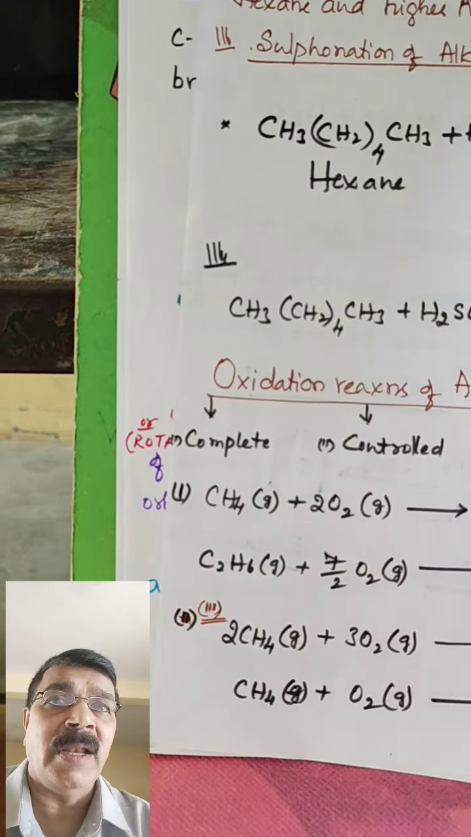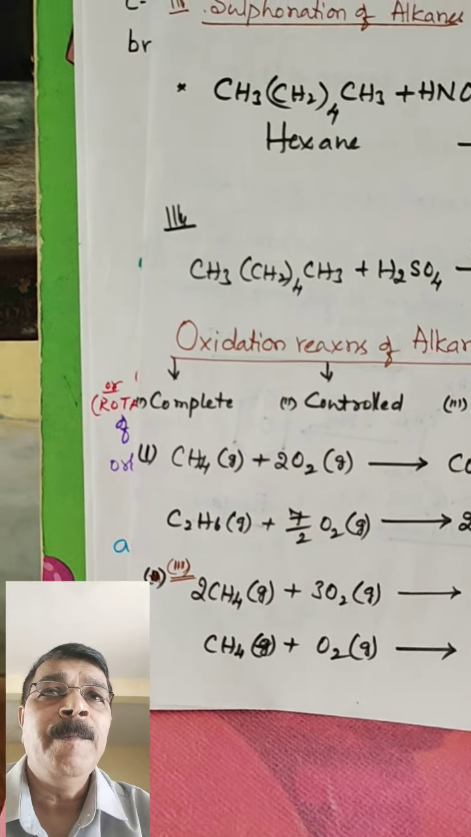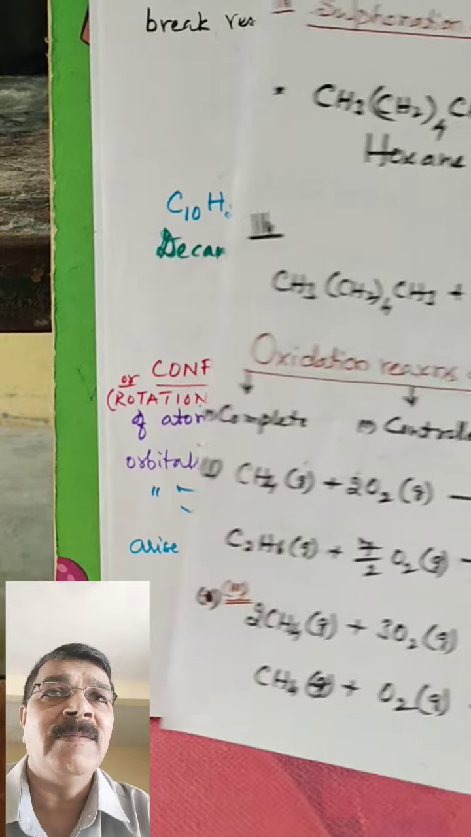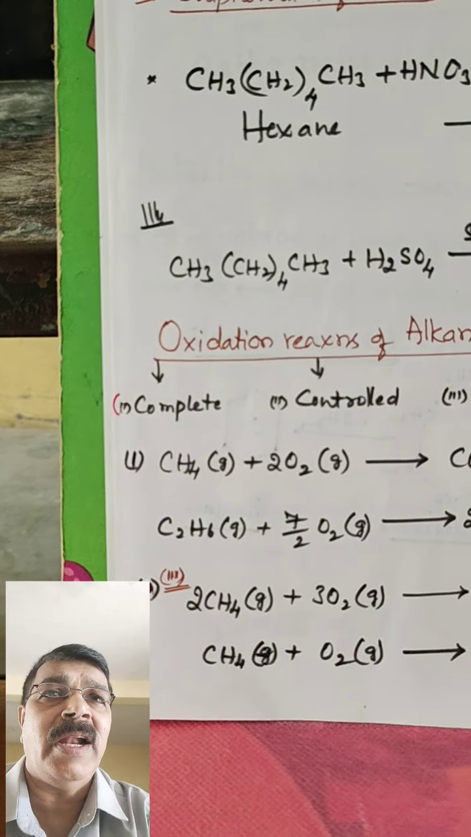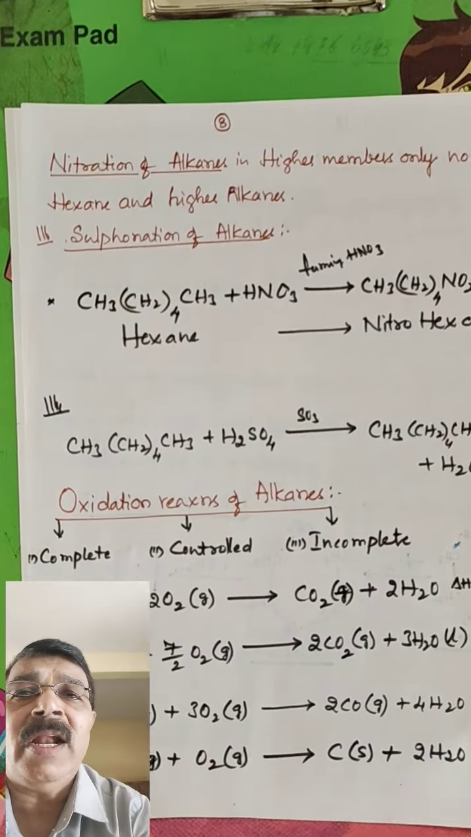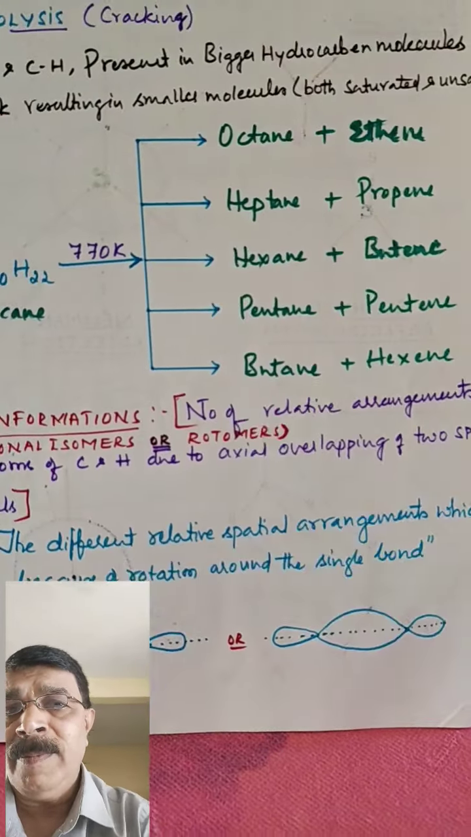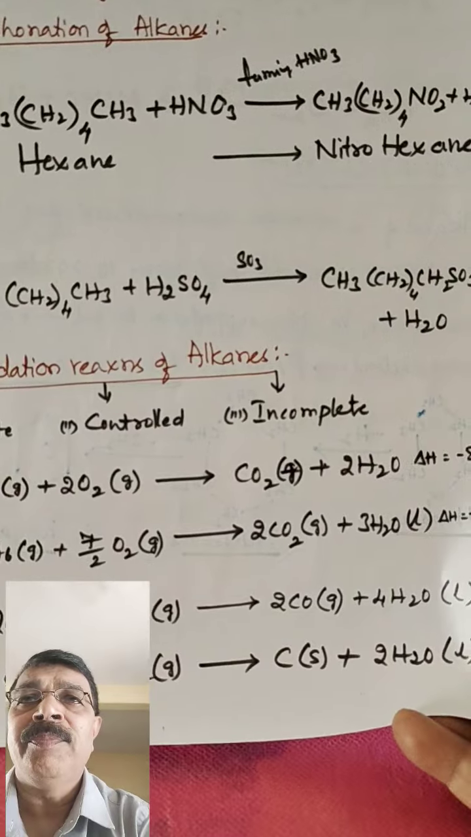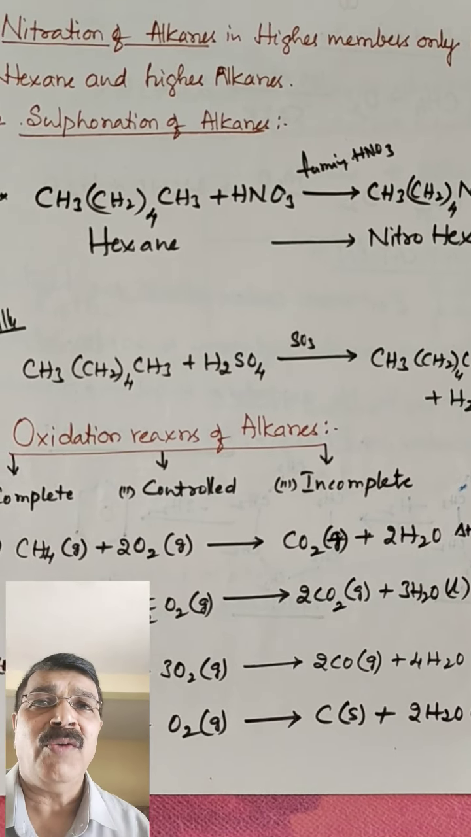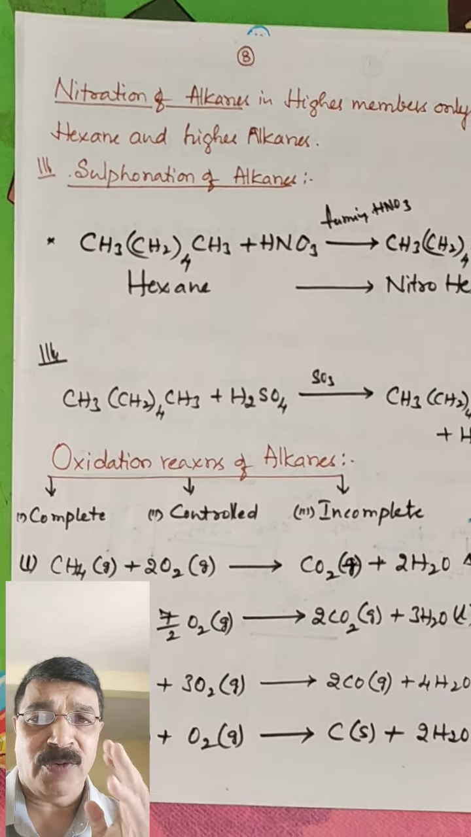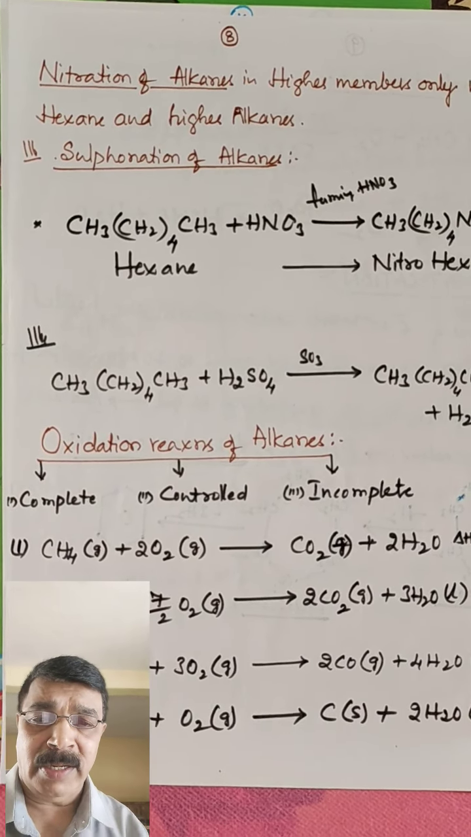So this is another reaction. Then the last one is the nitration of alkanes. What is nitration of alkanes? Again, nitric acid is going to combine with the alkane. Let me take a break here, and I will continue the nitration of alkanes from here.